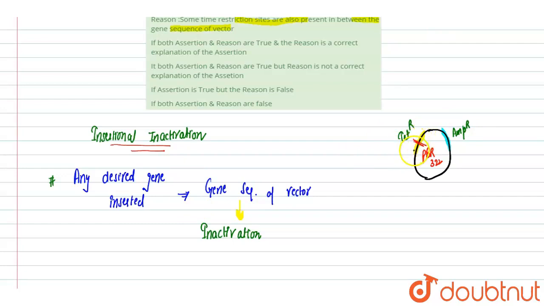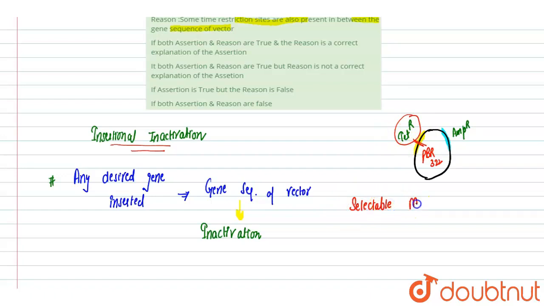Here the yellow highlighted part is the tetracycline resistance gene, and the desired gene has been inserted here. It means this tetracycline resistance gene will not remain intact, and the recombinants where the gene has been inserted will not show resistance toward tetracycline, although they will show ampicillin resistance. On the other hand, non-recombinants, in which DNA hasn't been inserted, will show resistance toward tetracycline.